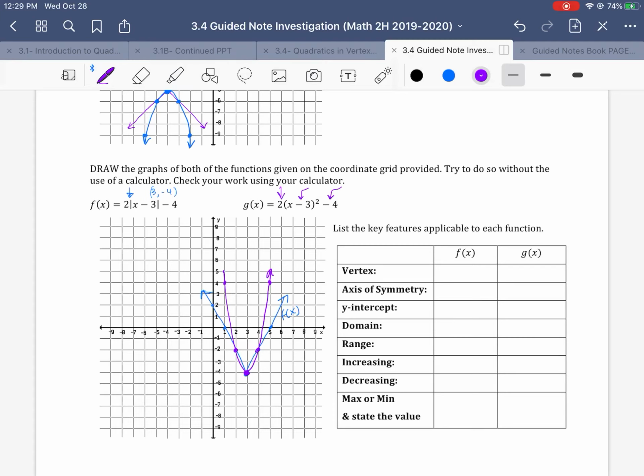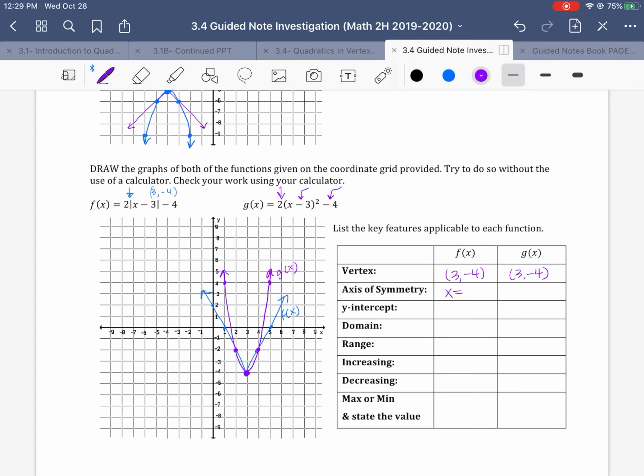And then some of the similarities and differences between these key features. So here's g of x, here's f of x. Let's define some of these key features. We noticed that they had the same vertex. They're both at 3, -4. So that's one of the coolest things as we move to this vertex form of a quadratic, is we already know how to deal with that vertex and those transformations.